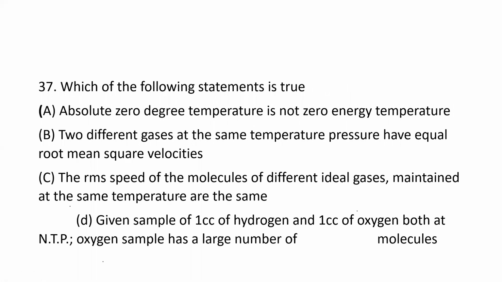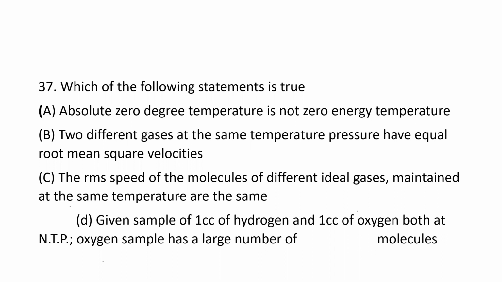Next question. Which of the following statements is true? See what statements they have given. Option A: Absolute 0 degree temperature is not zero energy temperature. Option B: Two different gases at same temperature and pressure have equal root mean square velocity. But option B is not correct. Why? Because pressure is not the same. If it is given only for temperature, then this will be a correct answer. But pressure is not the same here.